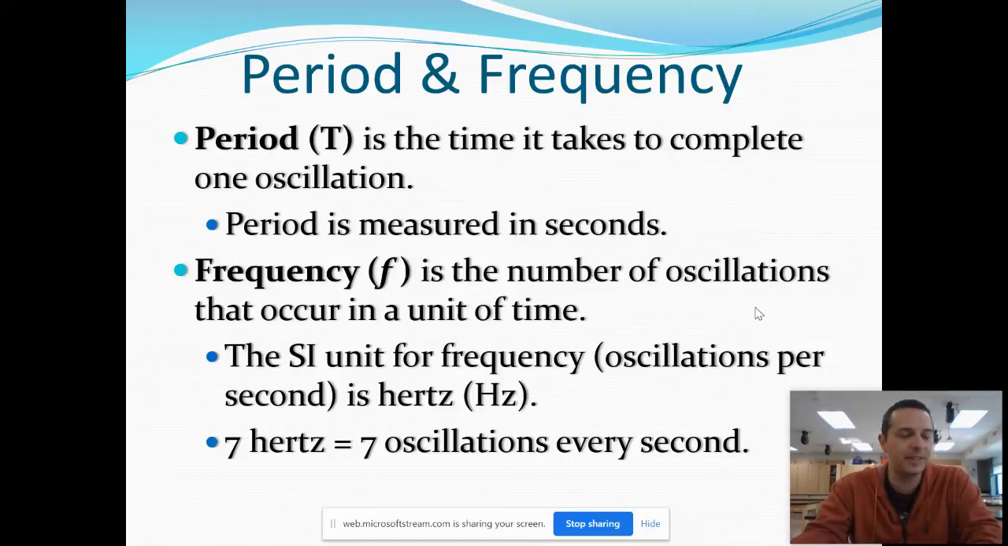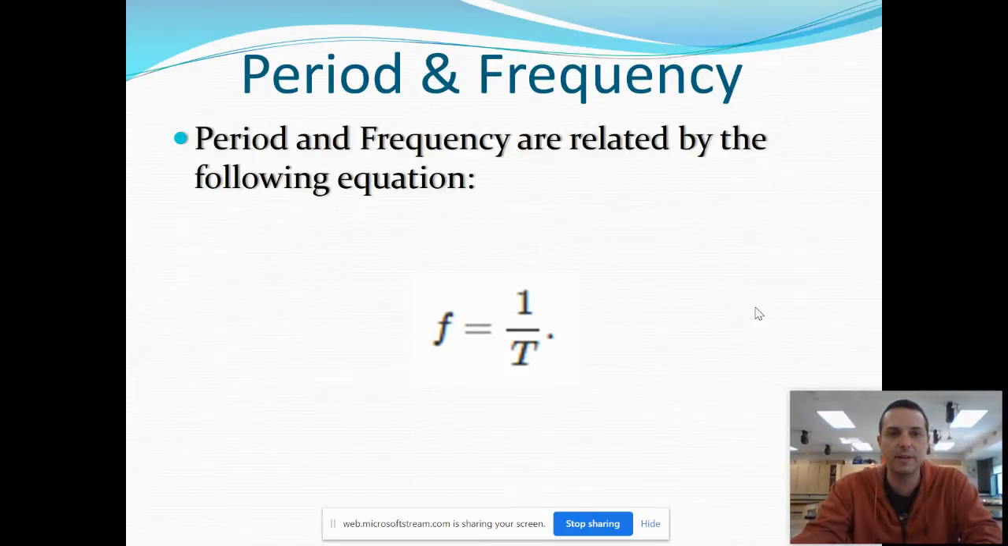Now, period and frequency are related to one another. The relationship between period and frequency is that they are inverses of one another. Mathematically, we see this by this equation. We see that frequency, which is given by the cursive-looking f, is equal to 1/period. Conversely, you could say that period is equal to 1/frequency.